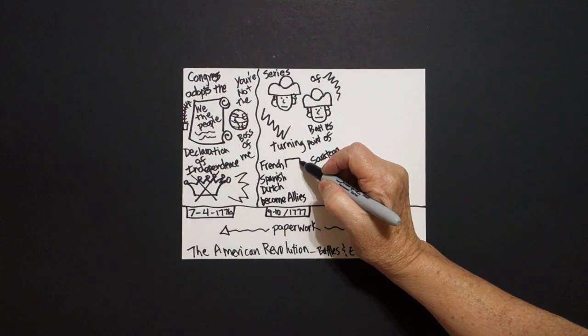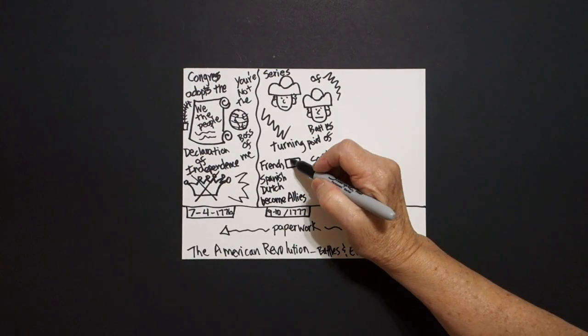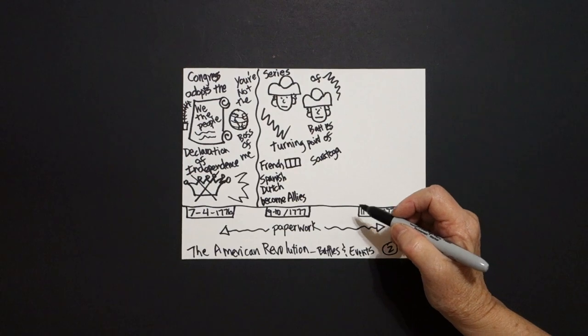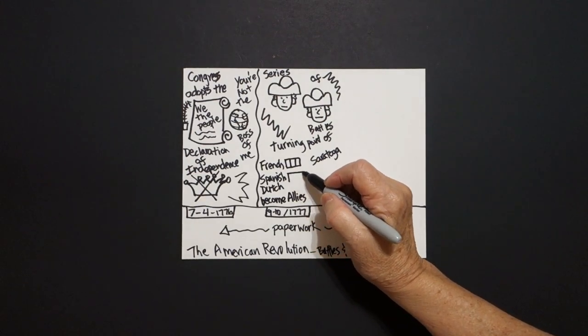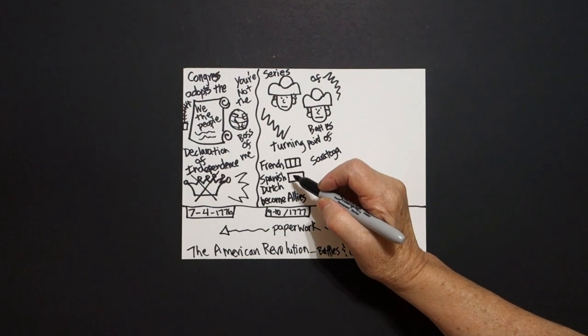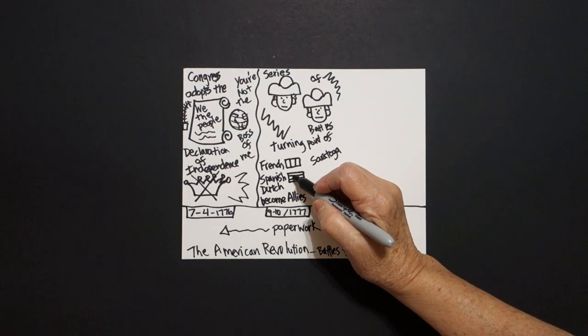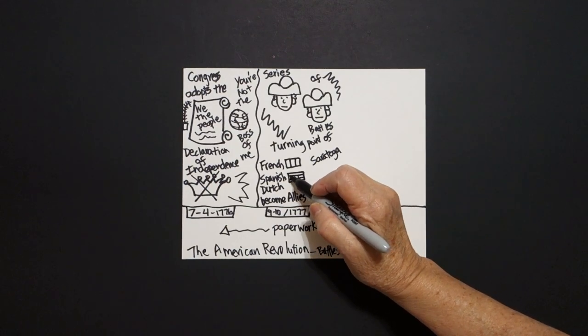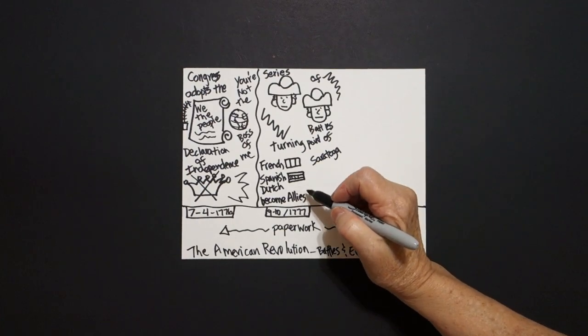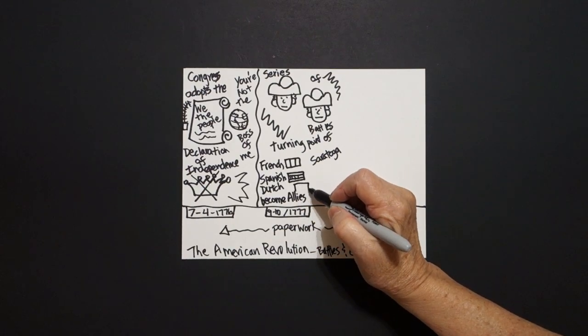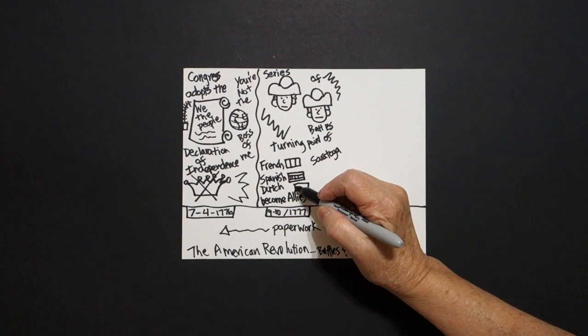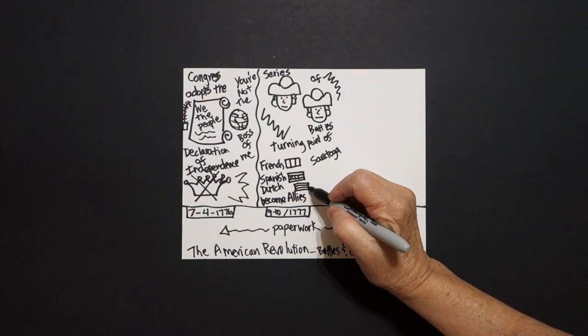The French flag, rectangle, one, two, straight lines. Spanish flag, rectangle, straight line, straight line, little symbol. We'll just put a dot and a straight line. And the Dutch, baby triangle, straight line, straight line.